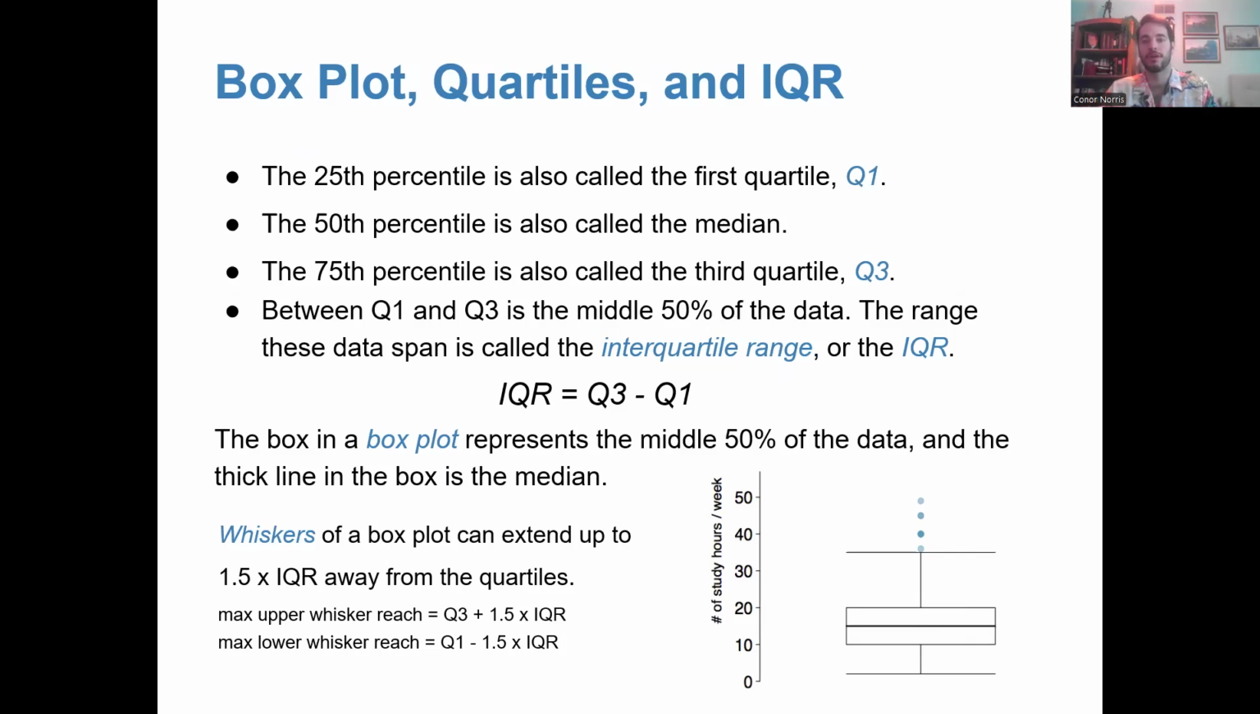The interquartile range is a mouthful. It's just Q3 minus Q1. So it's the width of the box in the box plot. And it captures the middle 50% of the data, between 25% and 75%.